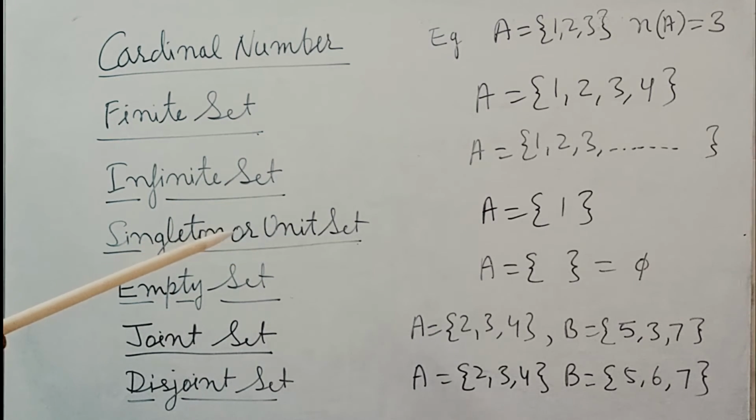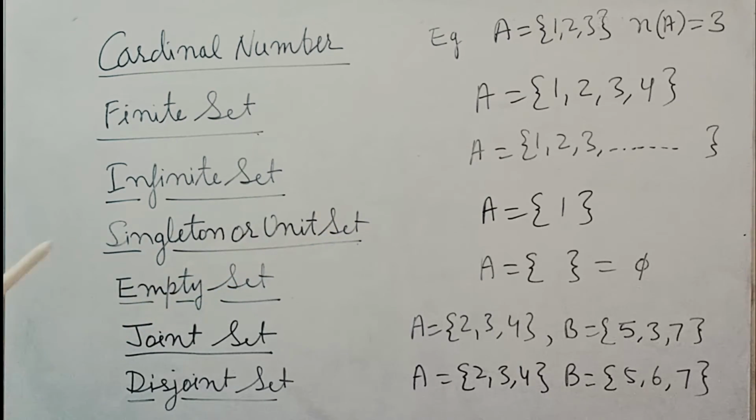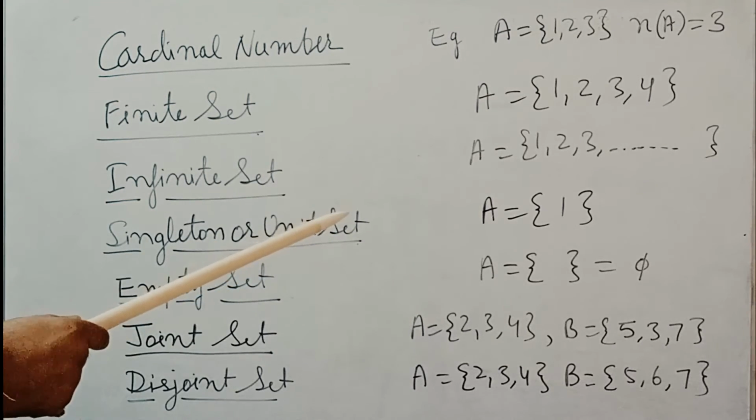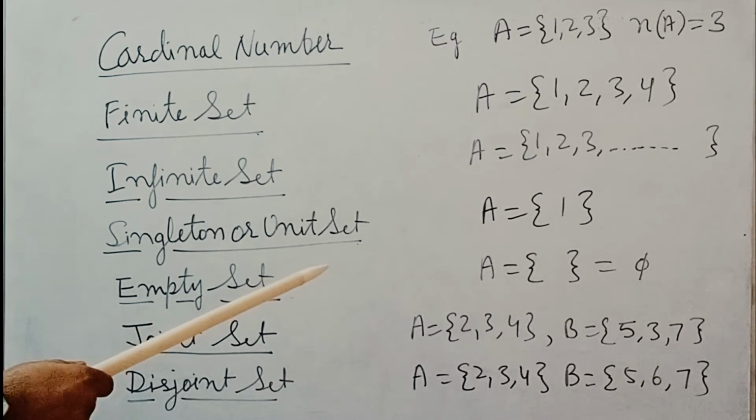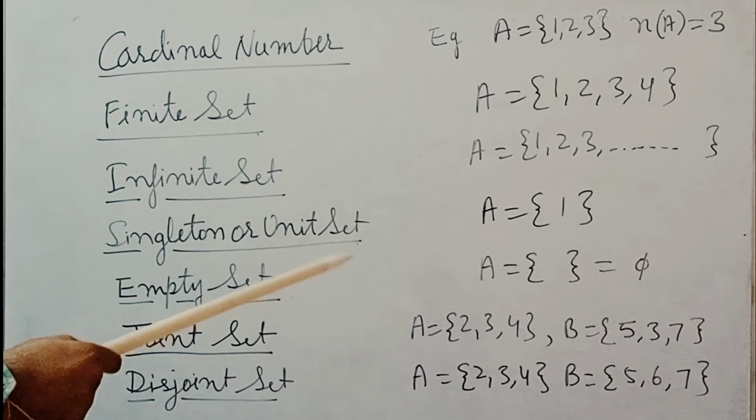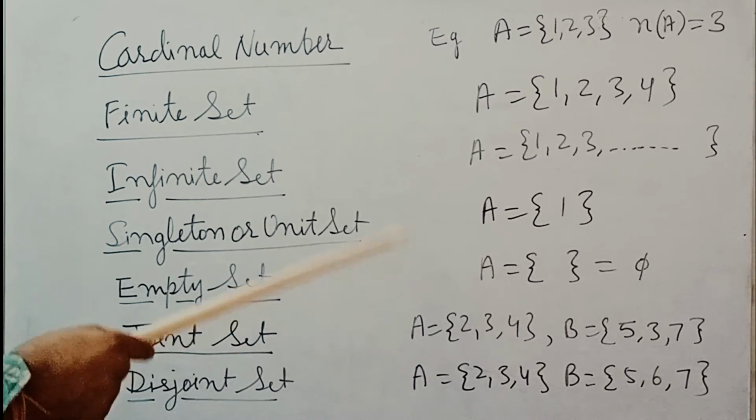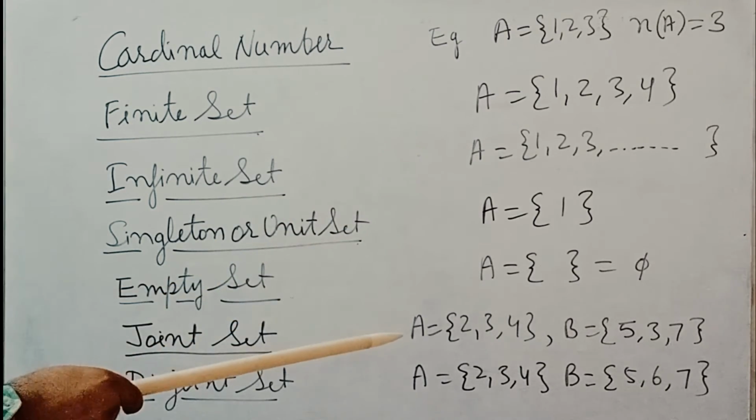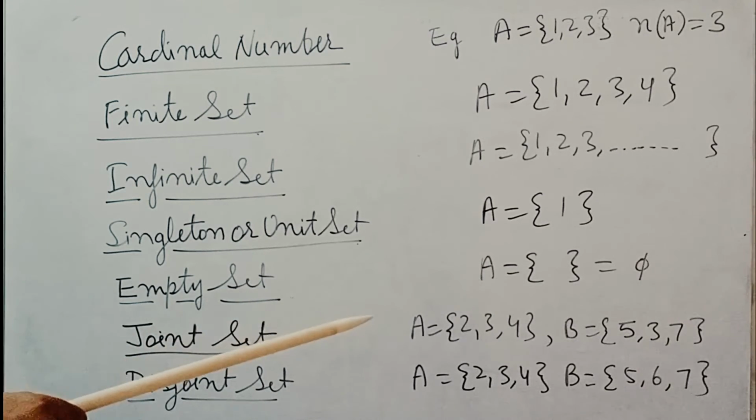Now the singleton or unit set. If the set has only one element, that is known as a singleton set. As A equal to 1, only one element is there in the set, so that is a singleton set. Now the empty set. If there is no element in it, you will write that the set is empty or has no element. We can denote it as A equal to curly brackets with no element in them, or we can write phi, that is a 0 with a cut through it, that is known as phi.